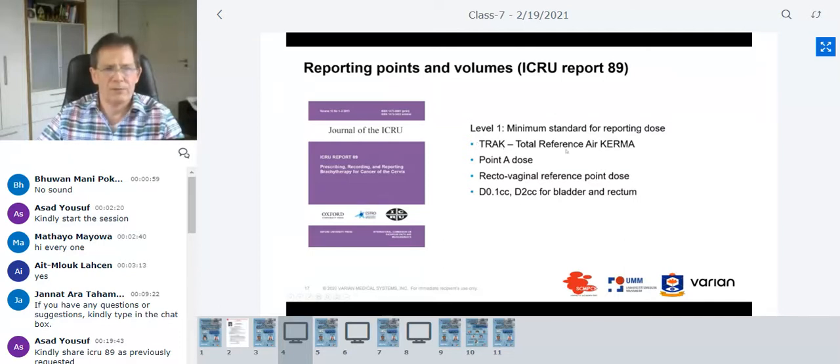First of all, you report the TRAK, the total reference air kerma, which is basically the product of treatment time and source strength. If you multiply that, you get the total reference air kerma. Then point A dose, you should always report point A dose. You should report the rectal reference point. This rectal reference point was defined in ICRU report 38. It's now called the recto-vaginal point. The position has not changed. I think I have one slide that shows again the position. And then you should also report a maximum dose for bladder and rectum and the D2cc, so the 2 milliliter that gets the highest dose. And actually this 2 milliliter is the lowest dose that we report.